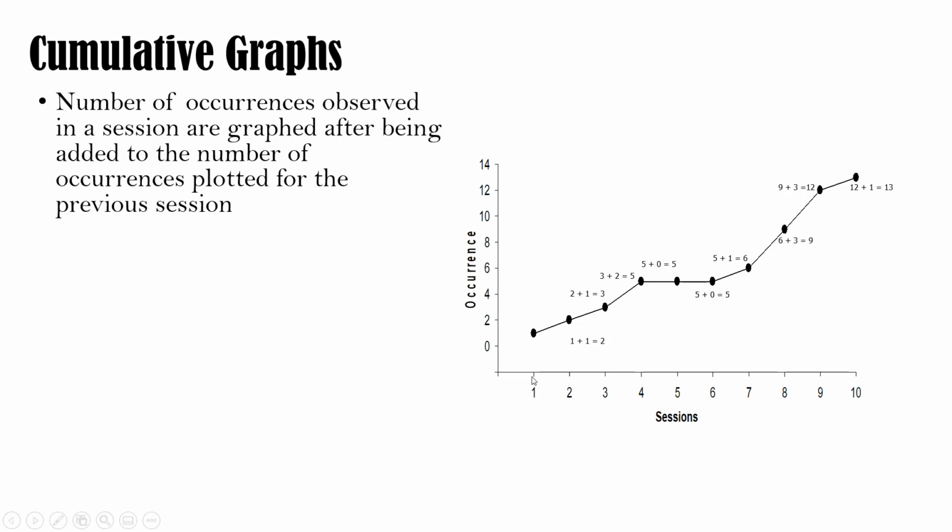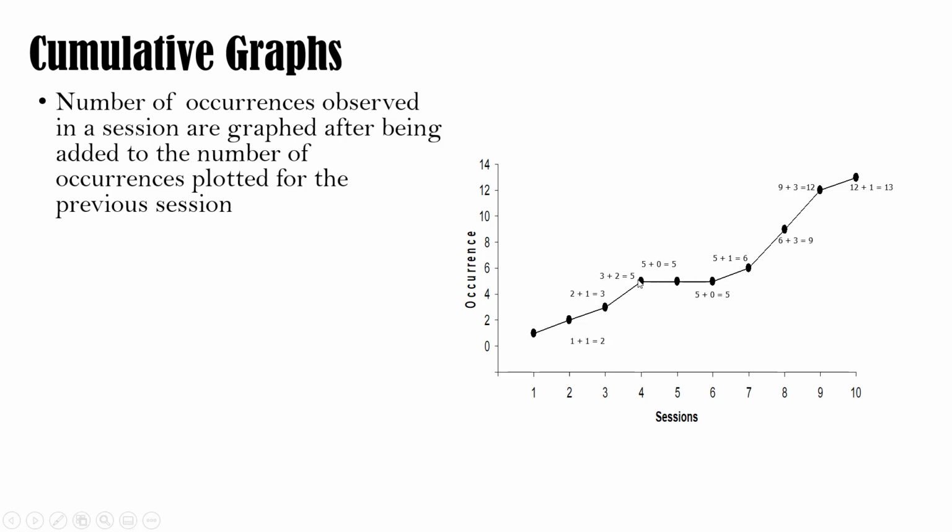So if you look right here, session 1, there was one occurrence. Session 2, if you look at this number here, there was actually one occurrence, but instead of graphing a 1, you add it to the number of occurrences for the previous session. So you had 1 for session 1, 1 for session 2, that equals a total of 2, so you graph 2. For session 3, there was one instance, so you're going to add 2 plus 1, and that gives you 3. For session 4, there were 2 occurrences, so you're going to add the 3 plus a 2, and that gives you 5.